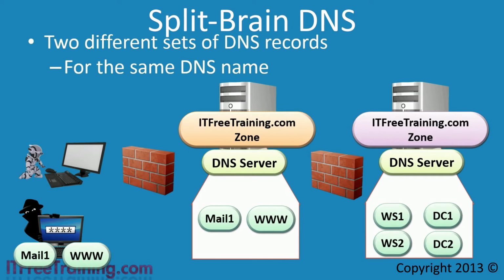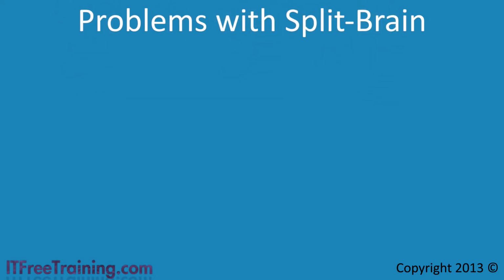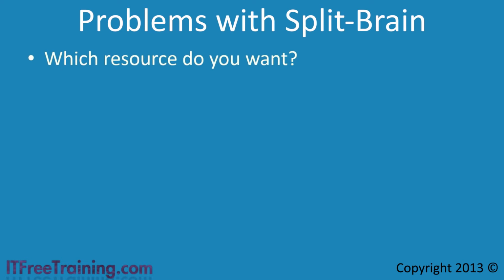This would only give the attacker an indication of what services the company has made available to the public and would not tell them what services are available on the internal network. You can see that using a split brain reduces the complexity for the user, as they are now only dealing with one DNS name, but we will soon see how it can increase the complexity for the administrator. The main problems that you will see are determining which resources the user wants and directing them to the right one.